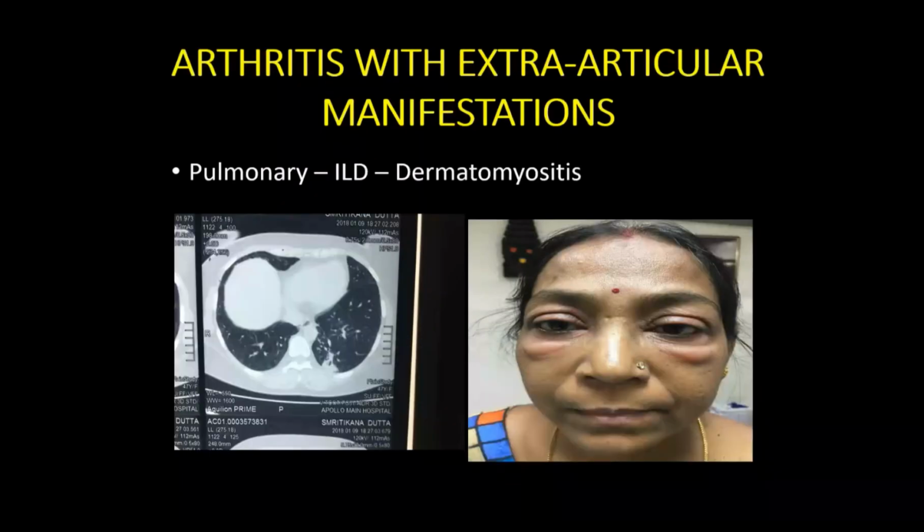Then, pulmonary ILD, dermatomyositis. Dermatomyositis is a condition where they have a periorbital erythema, heliotrope erythema on the eyelids, and the Gottron's patches, which I told you, which can occur on the fingers, dorsum. And number two, it can be associated either with malignancy, very important, paraneoplastic syndrome, or it can be causing interstitial lung disease, like how this patient has got an ILD.